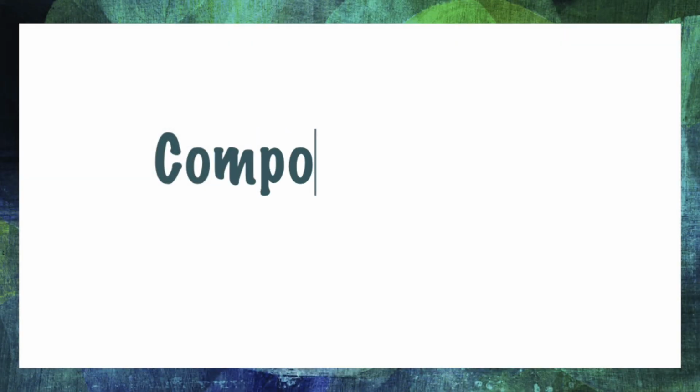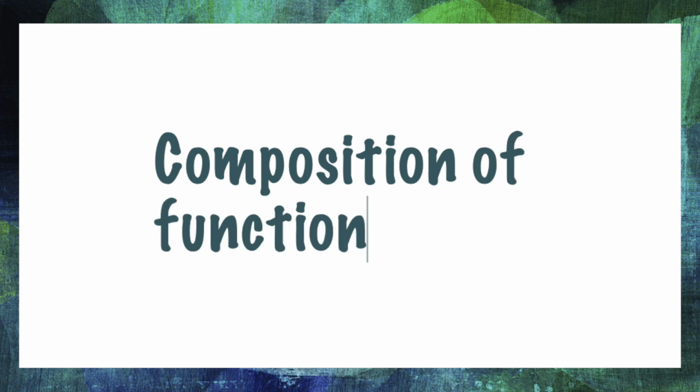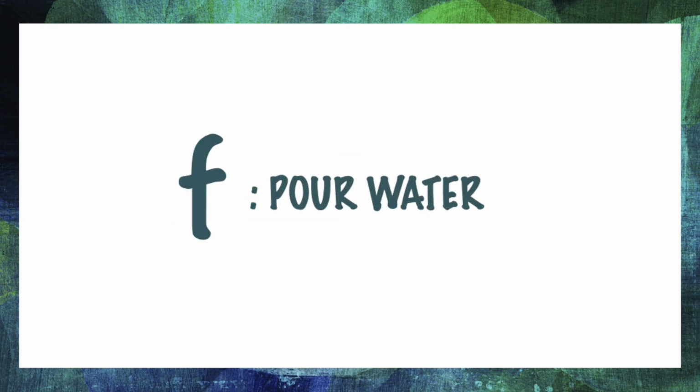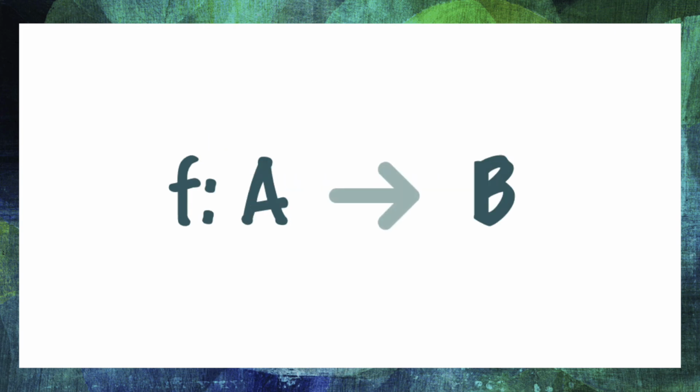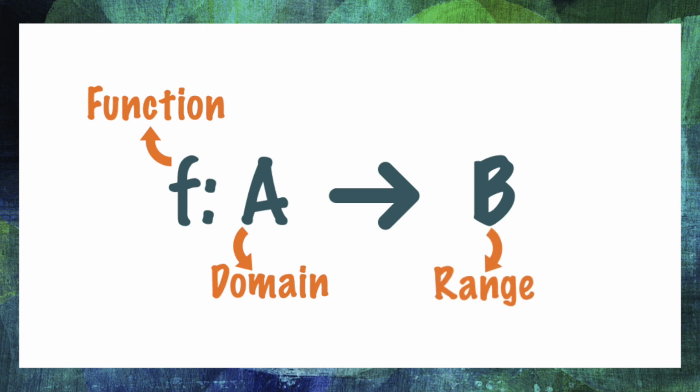Let's understand composition of function with the help of an example which is visual enough for you to visualize. First of all, let there be a function, say f, and say f is pouring water, and we define it from A to B. So we know f is a function, A is our domain, and B is our range. So let's define what a domain is. For example, A is a collection of utensils in your home.